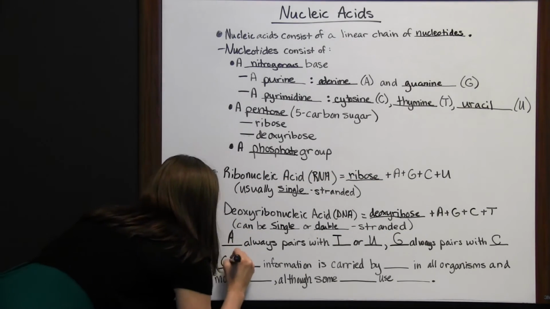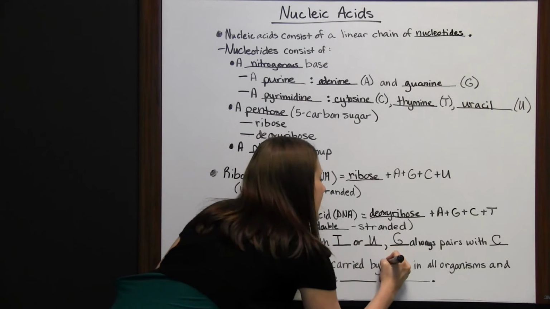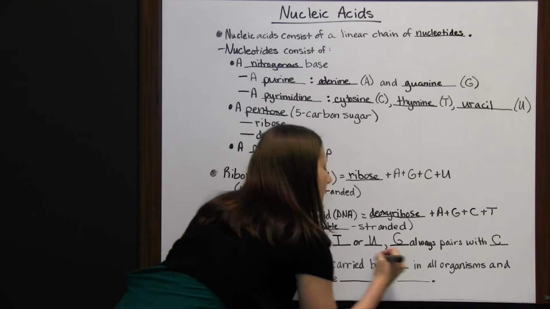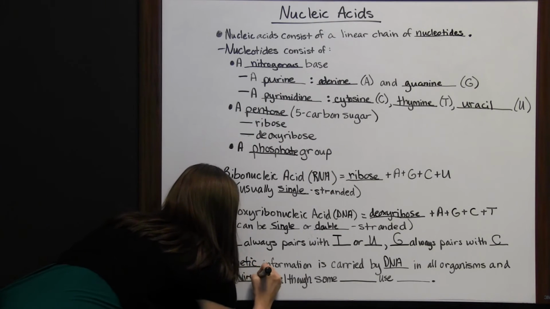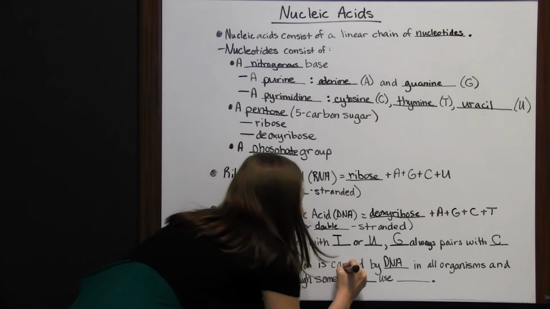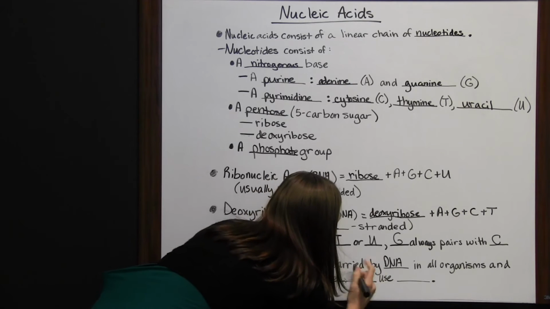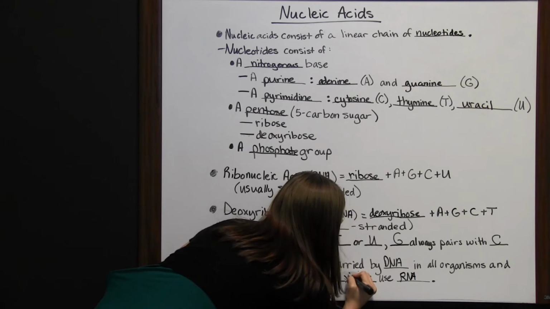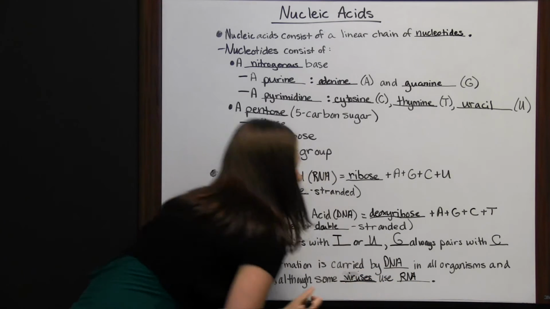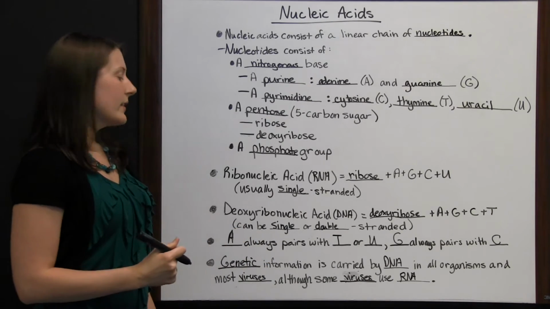Genetic information is carried by DNA in all organisms and most viruses. However, some viruses use RNA. So, most viruses will use DNA for their genetic material, but some viruses will use RNA.